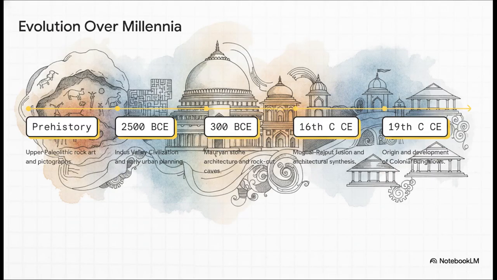Just to give you a sense of scale, we're spanning literally thousands of years here, from prehistoric rock art in caves all the way to 19th century colonial bungalows. But as we make this massive jump across history, keep an eye out for a recurring theme: adaptation. Indian architecture is entirely defined by its ability to cross-pollinate ideas.